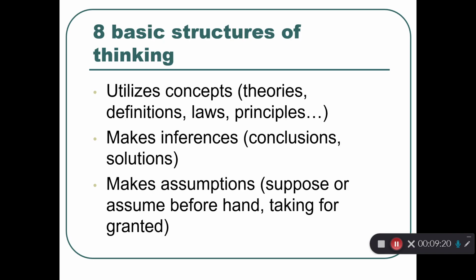During thinking, you utilize concepts like theories, definitions, laws, and principles to help you form ideas that are accurate. Thinking also allows you to make inferences, which helps you to make decisions. It also helps you to make assumptions about topics or other aspects of life that you suppose or assume beforehand. This one may be more harmful to you in the long run because it could make understanding new points of view harder and it could add bias to your writing.